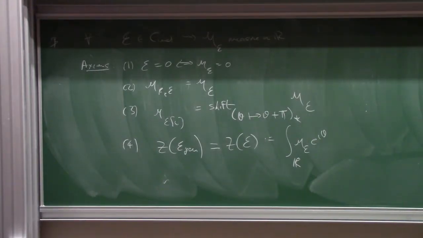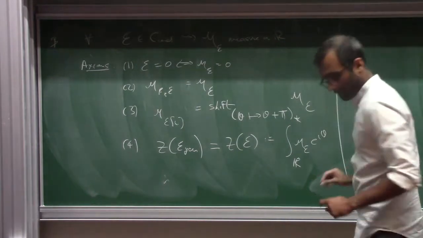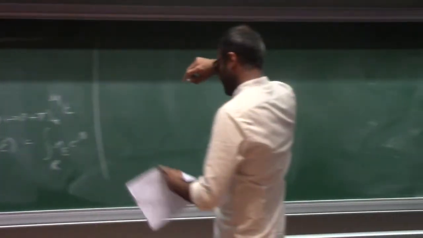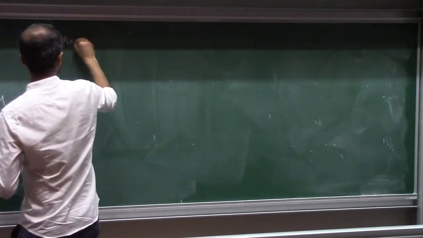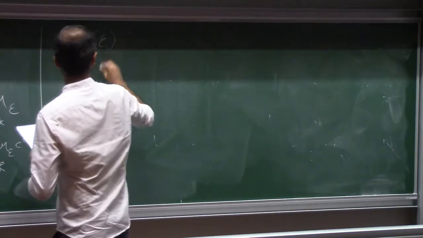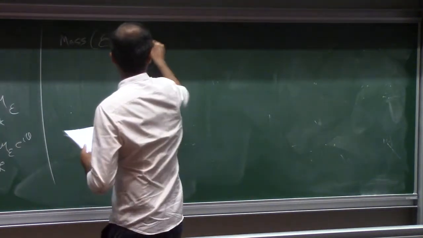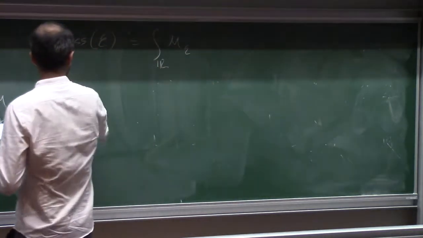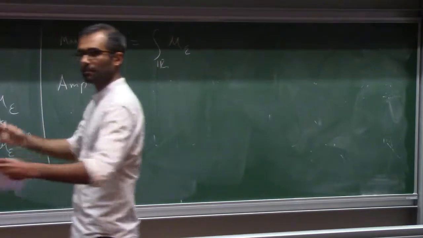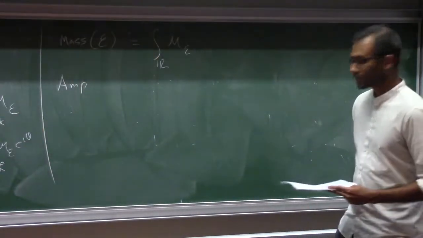A couple of minutes. Okay. So you can define from this various quantities. For example, you can define the mass of a metrized object. From now on, E is always in C-met. So the mass of a metrized object is the integral of mu E over R. You can define an amplitude, which measures the spread of the object with respect to, for example, a Lagrangian.